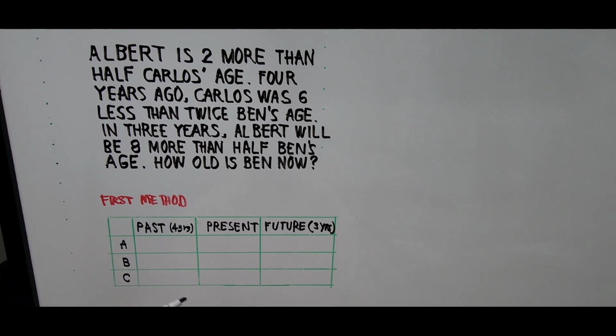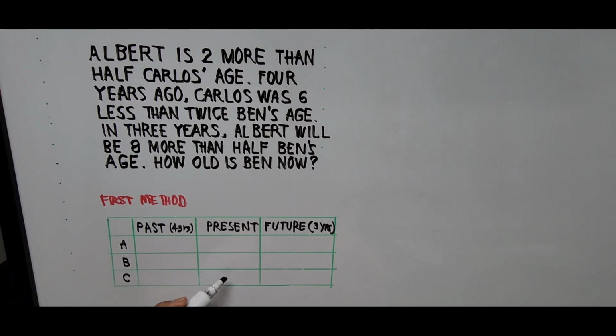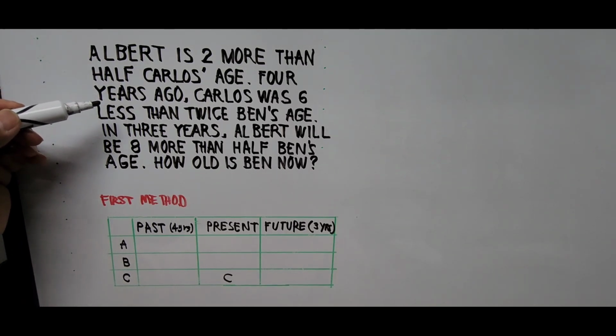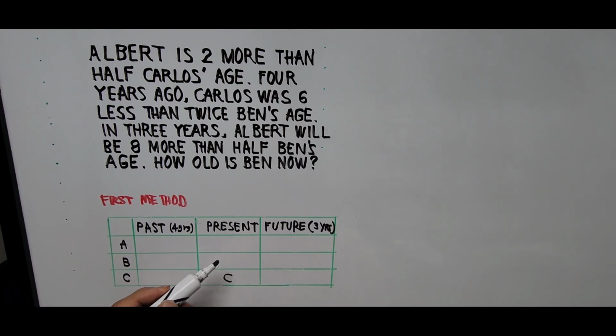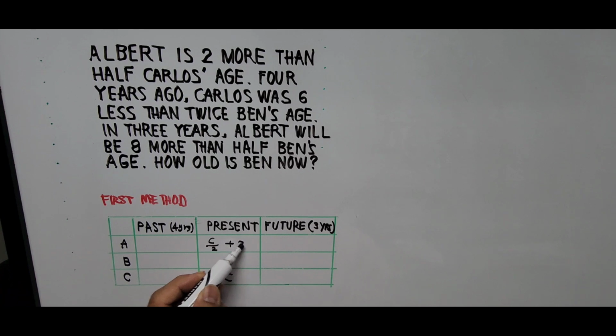So here we represent Carlos' age as C, since this is in reference to Carlos' age. So Carlos' age in the present is C, and it says Albert is 2 more than half Carlos' age. So A, on the present, is half Carlos' age, which is C divided by 2, and 2 more, so plus 2.